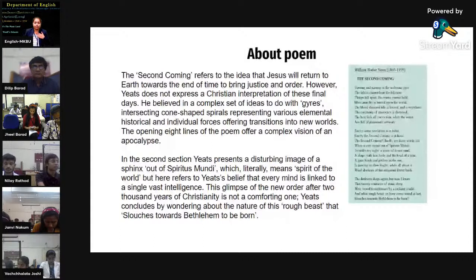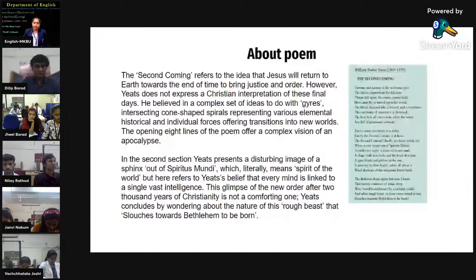He believed in a complex set of ideas to do with gyres, increasing cone-shaped spirals representing various elements, historical and individual forces, offering transitions into new worlds. We can see the historical with a world war, the individual with a world war, and the second coming with philosophical and religious aspects. We can see the poem in various ways.